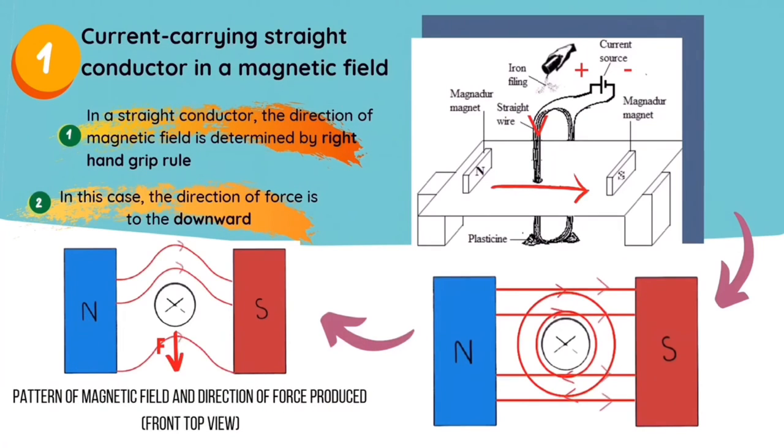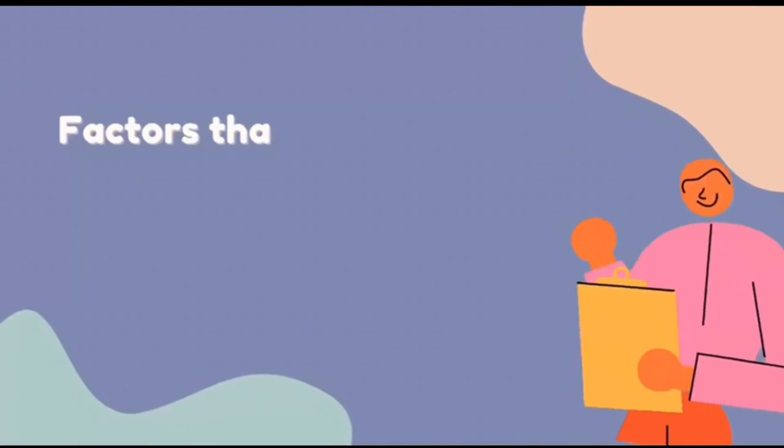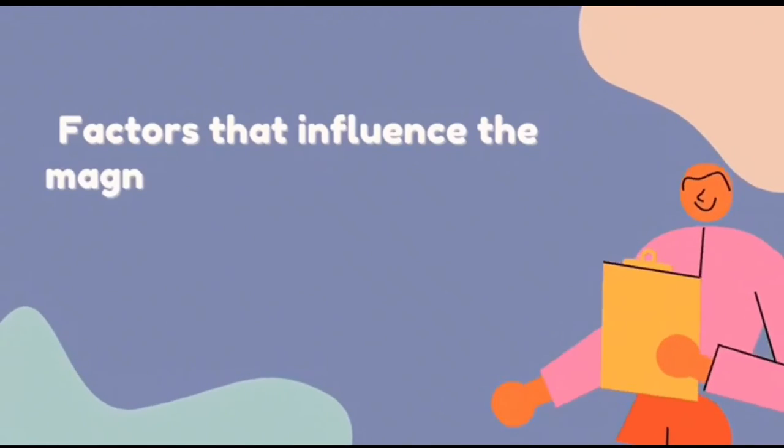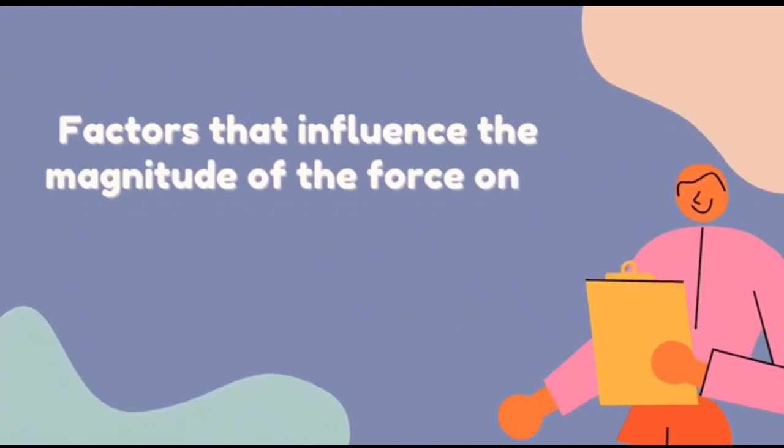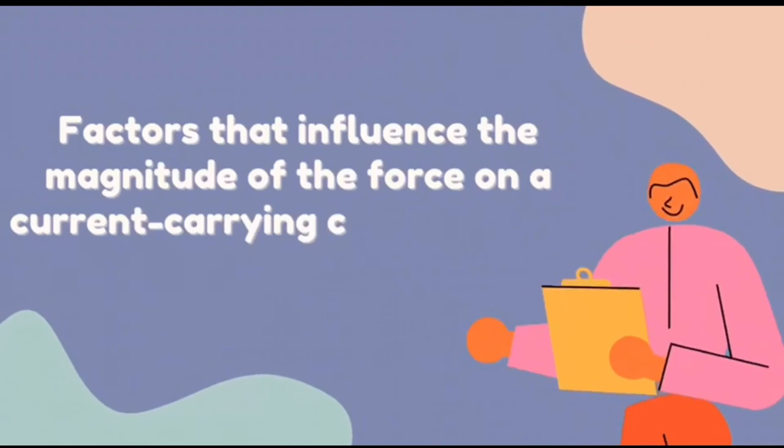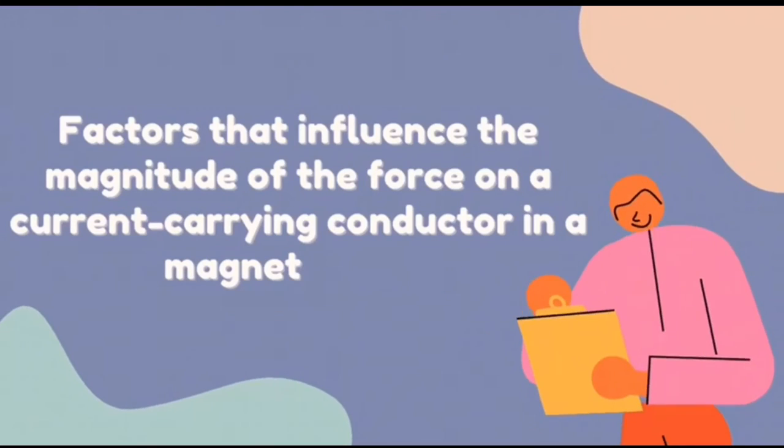So when we use the right-hand grip rule and face our thumb downwards, you'll find that the direction of the magnetic field is clockwise. Therefore, the pattern of the catapult field will be drawn as shown in the figure on the left. Next, let's talk about the factors that influence the magnitude of the force on a current-carrying conductor in the magnetic field.